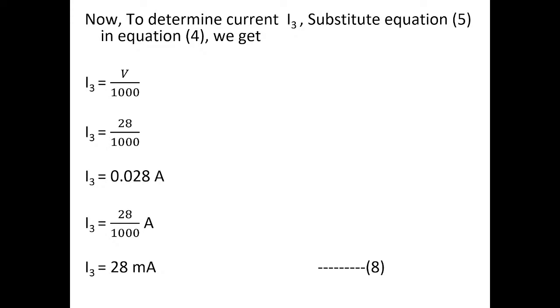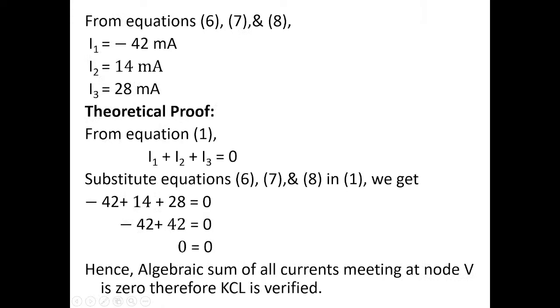So we have written I1, I2 and I3 equations. Three equations we have got, equations 6, 7 and 8. Now let us substitute 6, 7 and 8 in equation 1 to verify Kirchhoff's current law. I have written all the equations here. You can see I1 was minus 42 milliamperes, I2 was 14 milliamperes, I3 was 28 milliamperes.